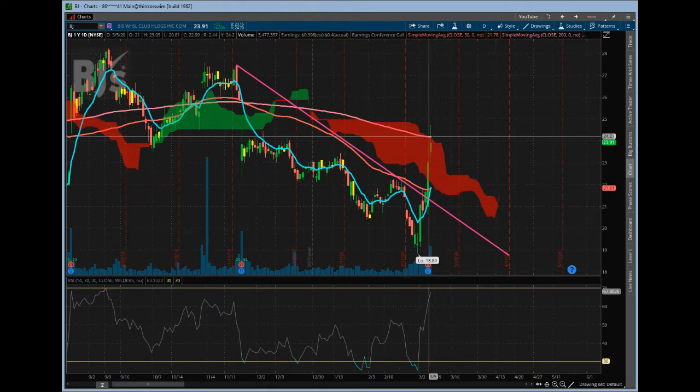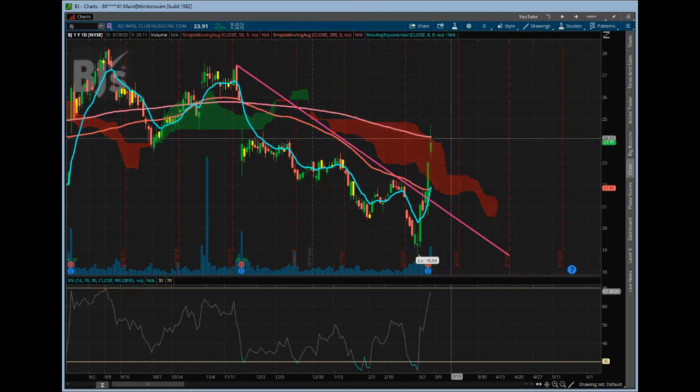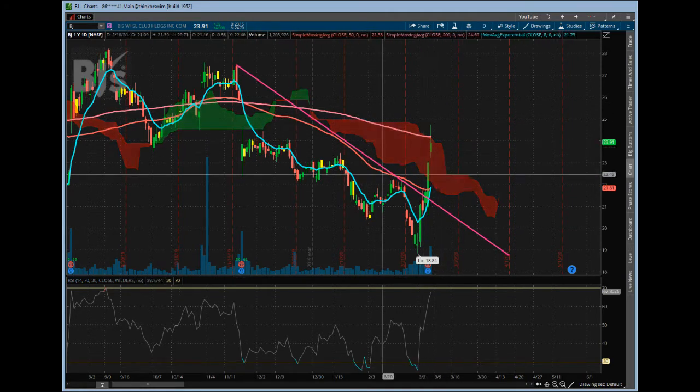So you got that nice follow through after that one. Of course, it was after earnings. You're a little bit tricky right there. Upper shadow at the 200-day moving average in the cloud. Okay, so see if this thing can consolidate a little bit.